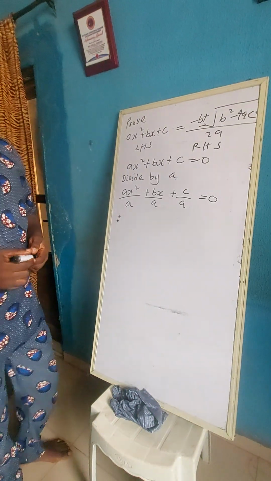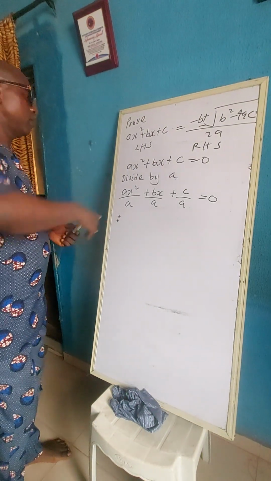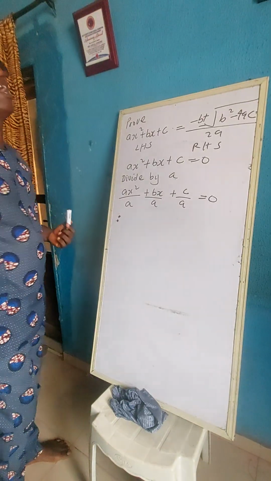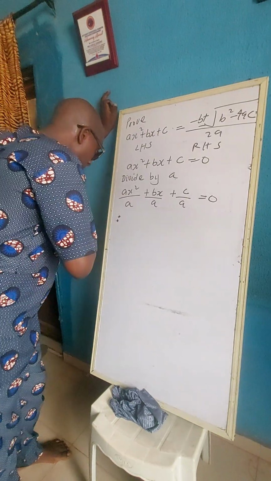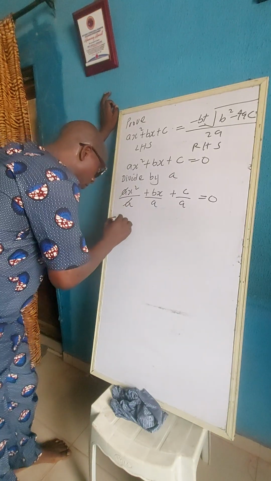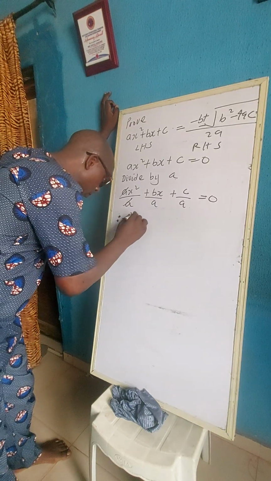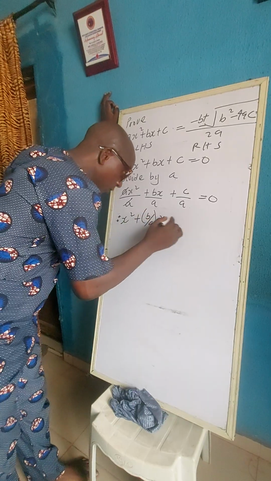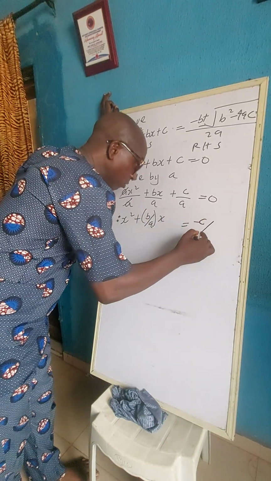That is the first step. Next step, move the one that has x to one side and the one that doesn't have x to the other side. It becomes x squared plus b over a x equal to minus c over a.